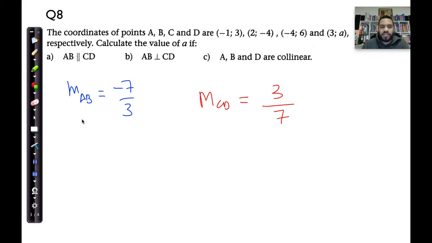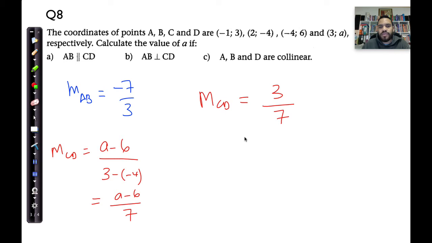Now, I already know that. Let me come up with an equation for MCD. We've done it in the previous slide. It's going to be A minus 6 divided by 3 minus 4, which is equal to A minus 6 over positive 7.